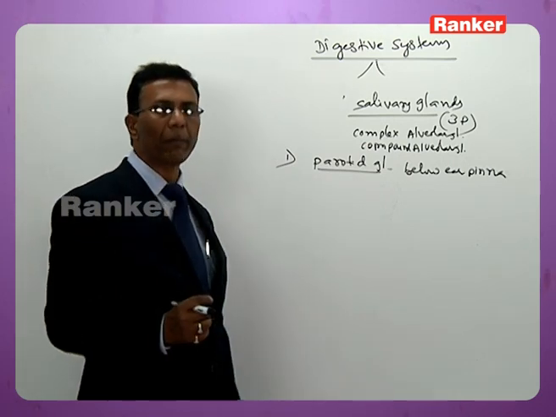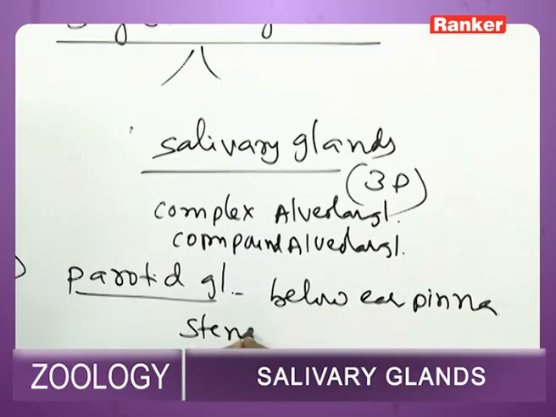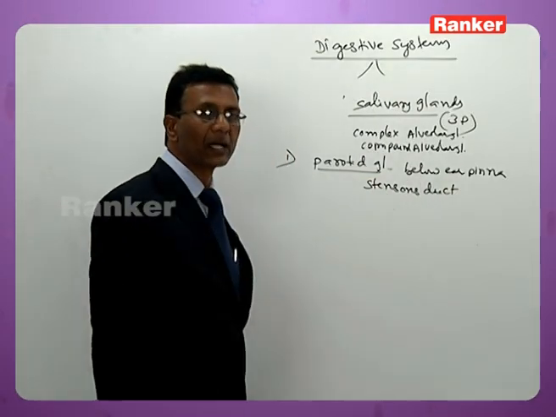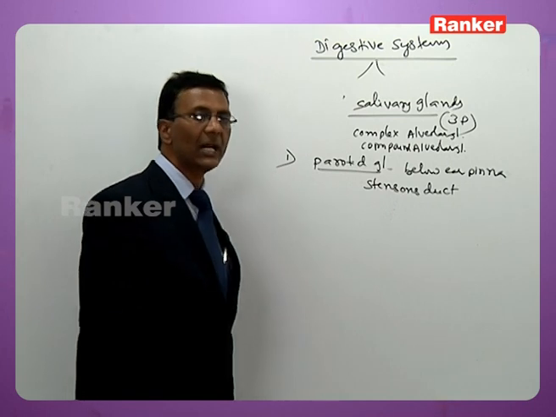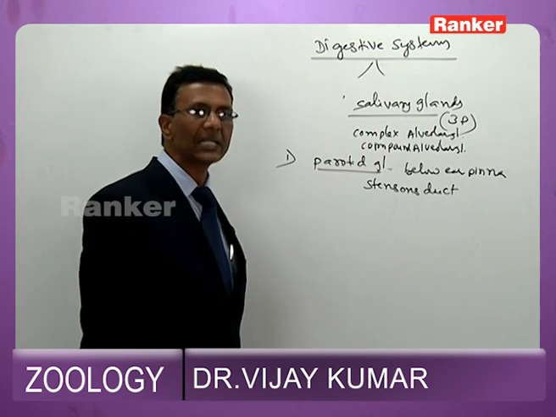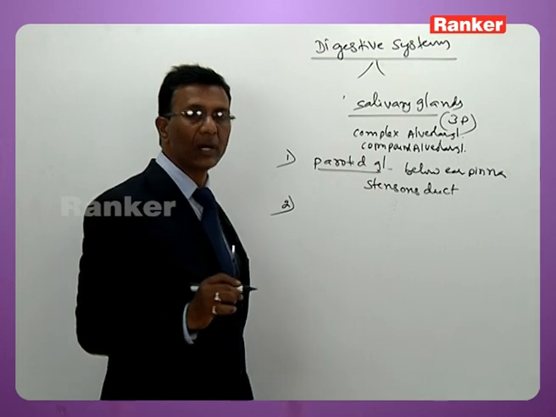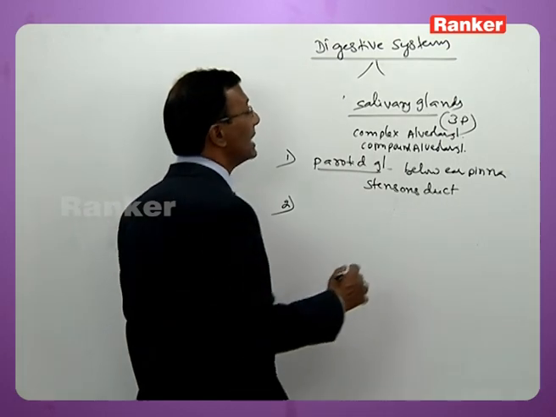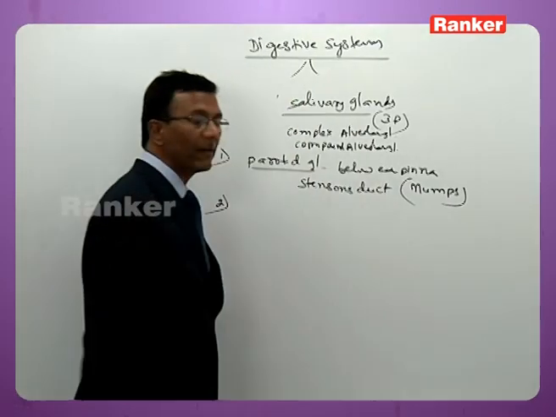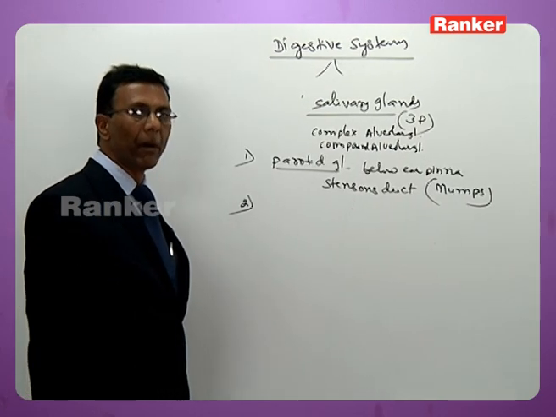Now they open into the upper jaw near the upper molars by means of Stenson's duct. Here you should remember the name of the duct also. The duct of the parotid gland is called Stenson's duct. One more point, remember dear students, infection of the parotid glands results in mumps. This is a kind of viral infection. So when the parotid glands are infected, the disease is known as mumps.